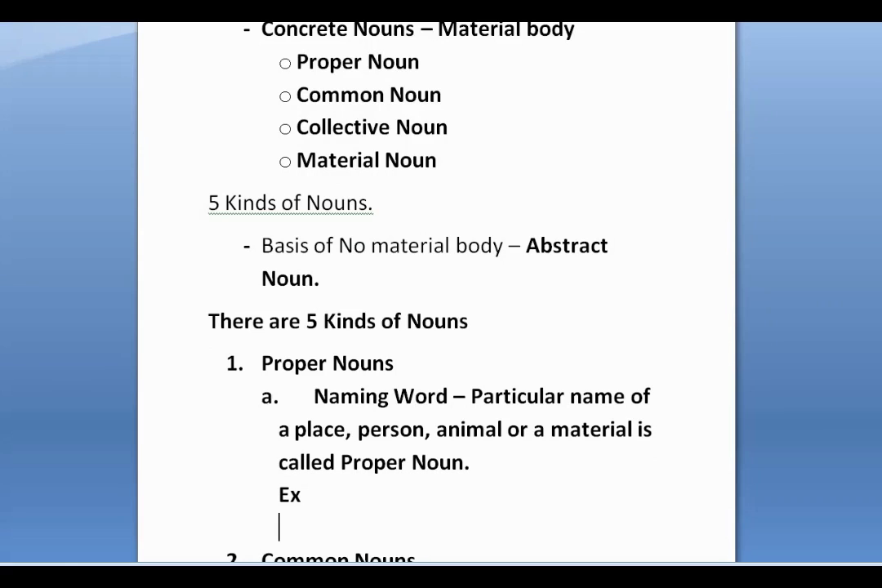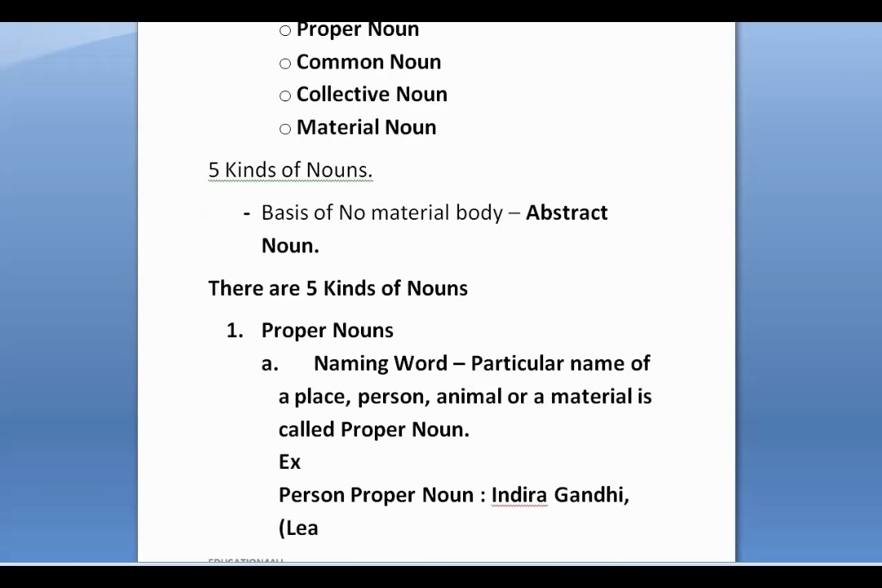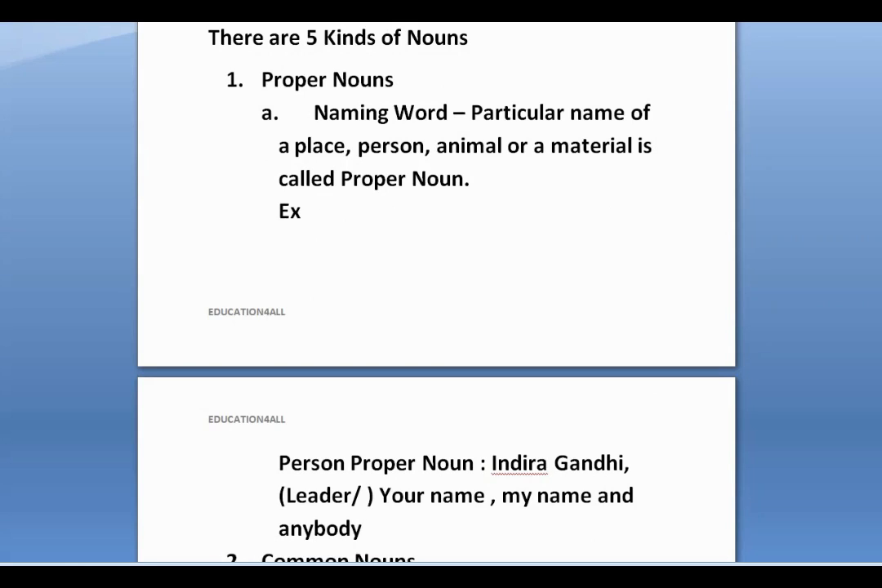to understand it more. So for the person, if I take an example of a person proper noun, name of anybody like Indira Gandhi, that name everyone should be aware of. She was our first lady prime minister. She was a leader, and we are representing that leader with a name, that is Indira Gandhi. And in the same way, your name, my name, right, and anybody's name comes under person proper noun.